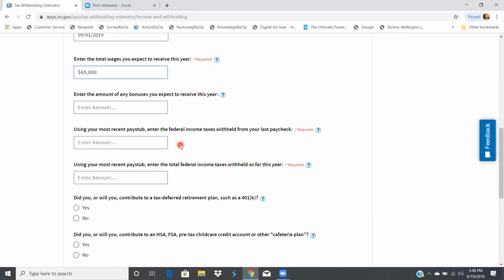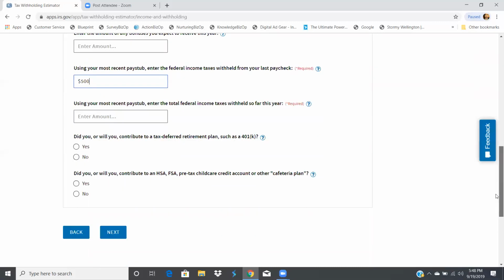It also says using your most recent pay stub, enter the federal income taxes withheld from your paycheck. So the current pay period, how much federal taxes did they take out? In this example, they took out $500. The next question says, how much federal taxes have they withheld so far this year? So you're going to look at the year-to-date field for your federal income taxes. And in this case, they've already taken out $8,000.